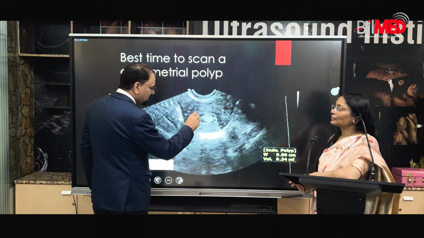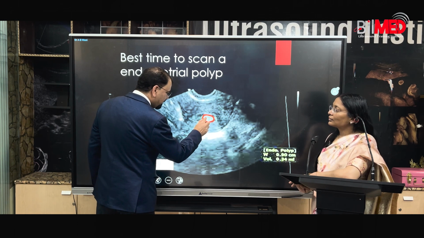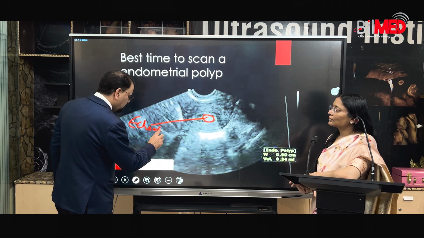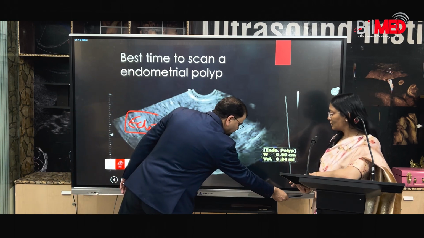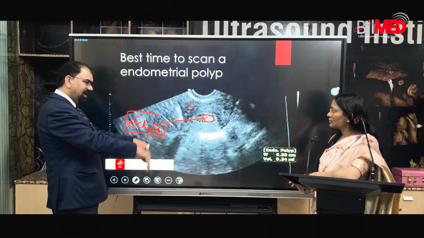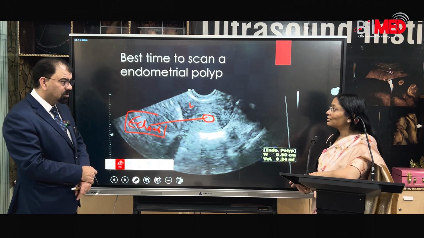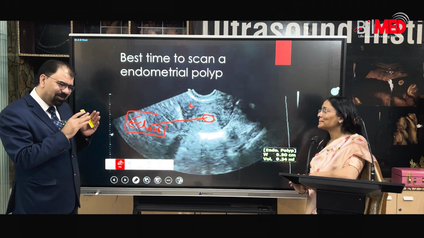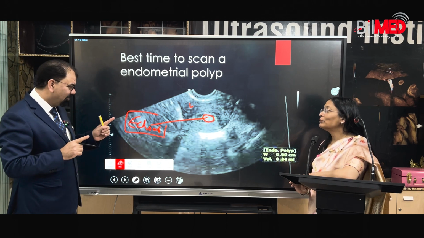Now, let's talk about this polyp, the polyp echogenicity. What is the echogenicity of this polyp as compared with the myometrium? Is it more or less? I think it is the same as myometrium. No. As is the father, so will be the son. All answers are in this line. So it will be more.